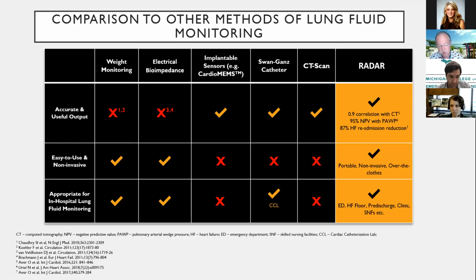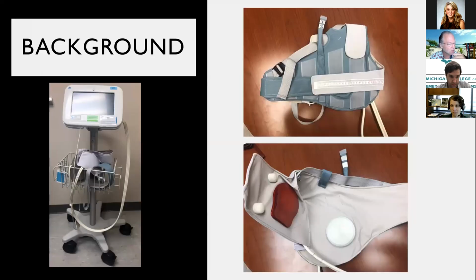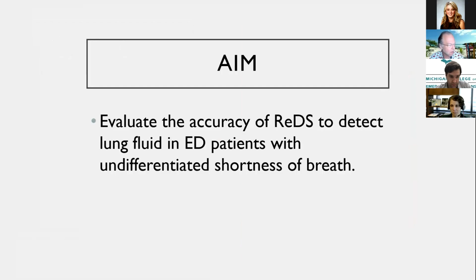Implantable sensors are outstanding, and good luck. They're only $5,000 each and most people don't have them. And Swans I'm not going to do. And we talked about CAT scans, which leads us to the radar. This is the device I used. It's a vest. It's more of a pain to put on. And I'll have a picture of that in just a second, but it does the same thing as the new device.